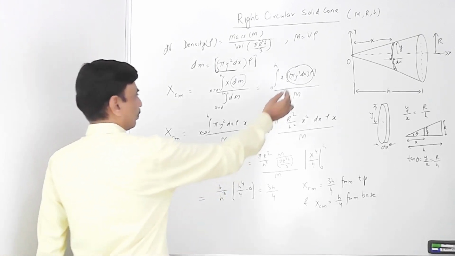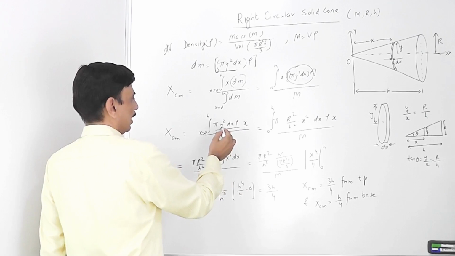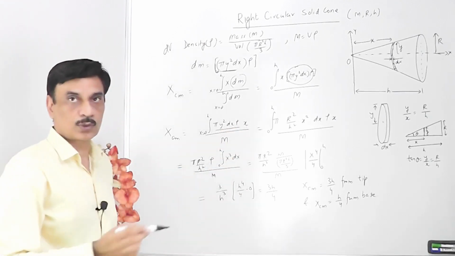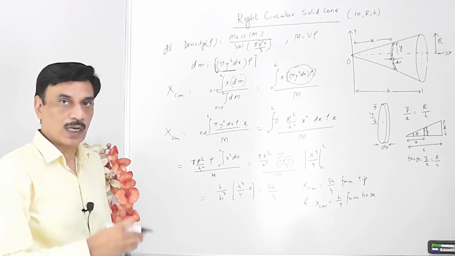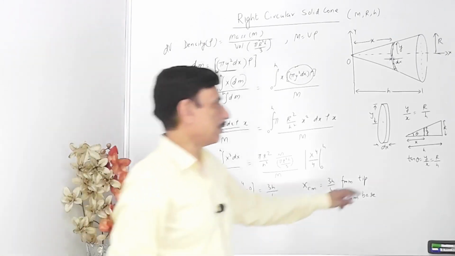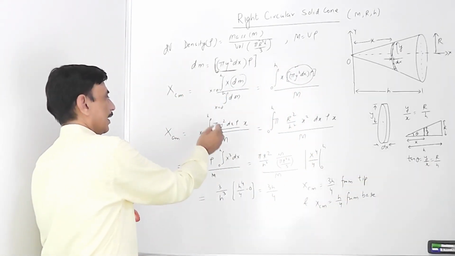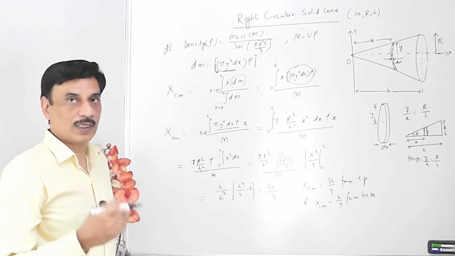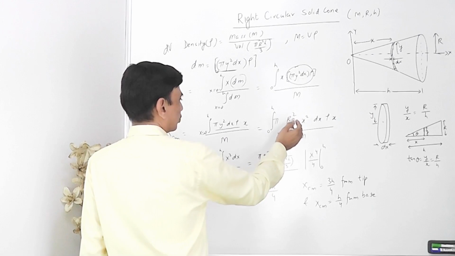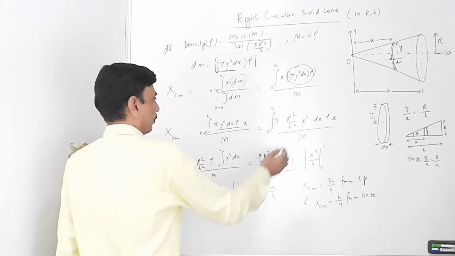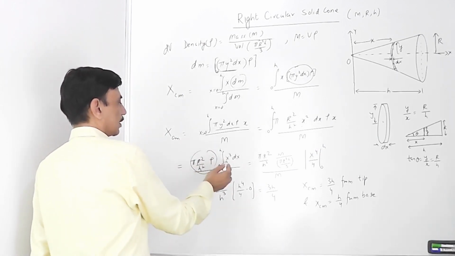So this becomes pi y square dx rho into x. We have y also, we have x also, so these are two variables. What we do is we replace one by the other, because there is a relationship between y and x. Because x goes from 0 to h and y is not a constant term, we represent y in terms of x and substitute it over here. That becomes r square by h square into x square. We put the value over here, with dx and rho. This comes out to be x cube dx.